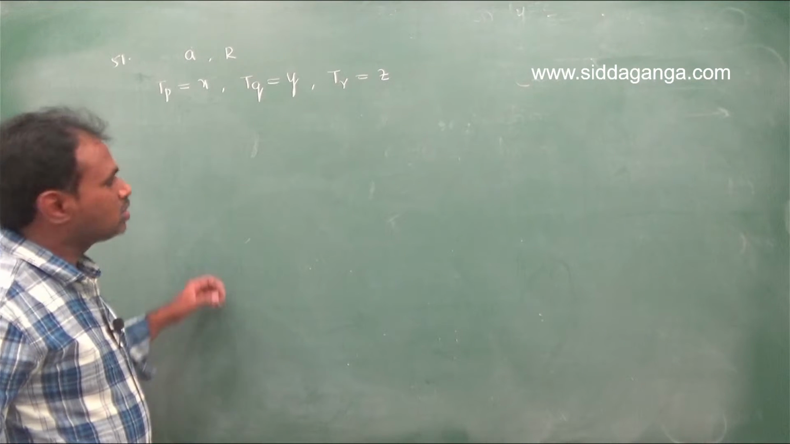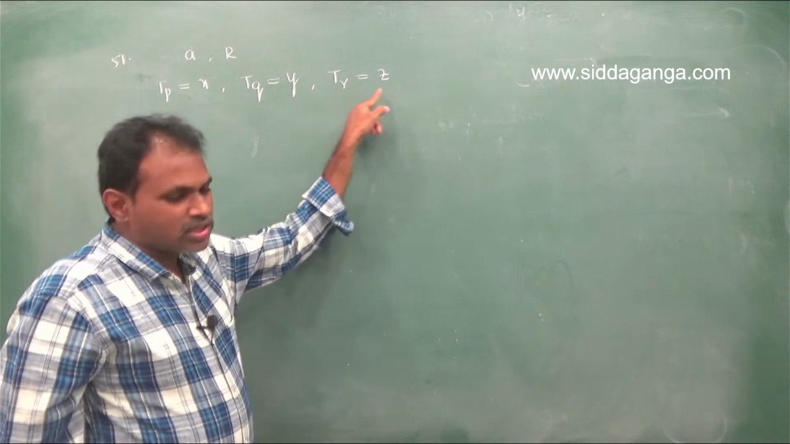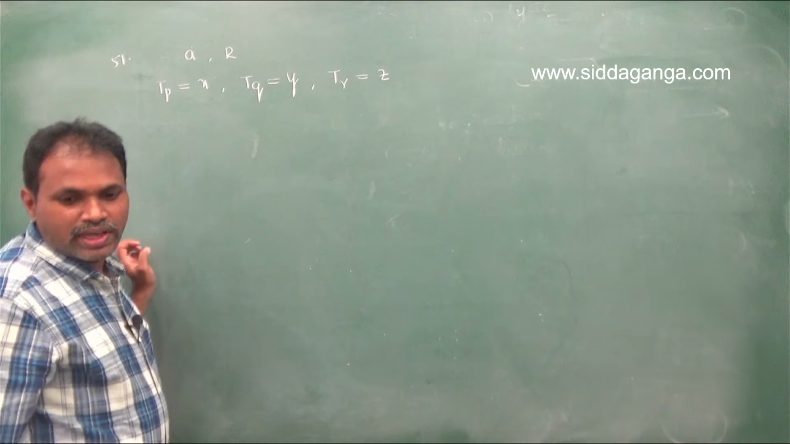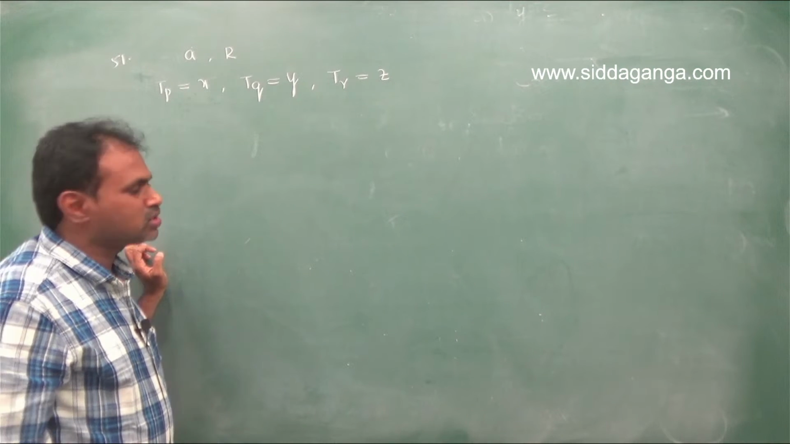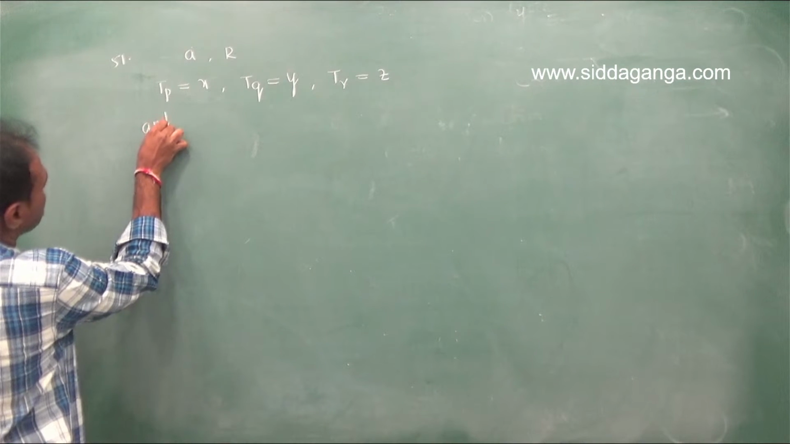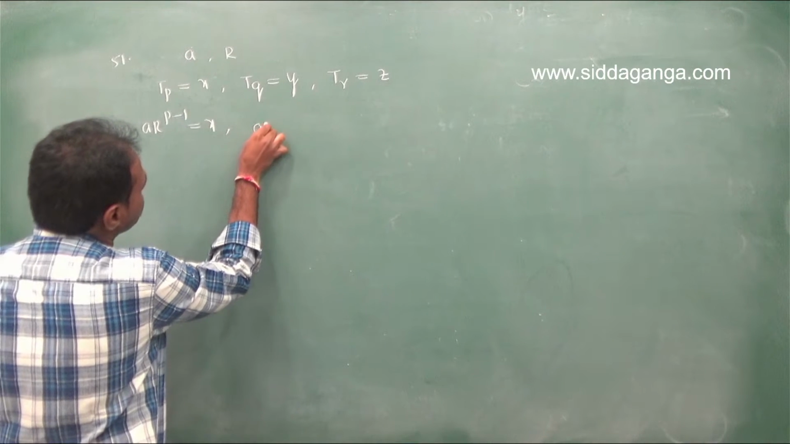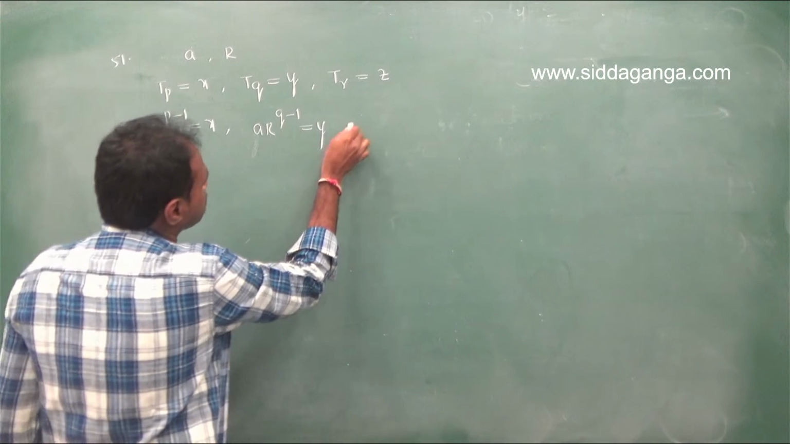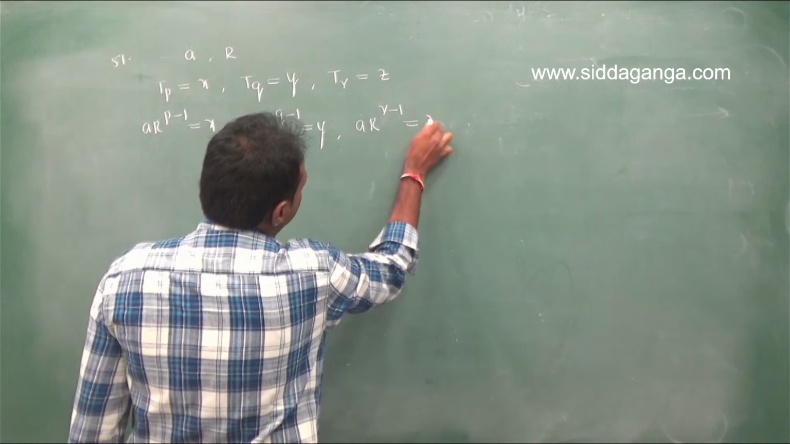According to the data, the pth term is x, the qth term is y, and the rth term is z. Therefore, the nth term in a GP formula is a into r power n minus 1. Therefore, the pth term means a into r power p minus 1, equal to x. Next, the qth term means a into r power q minus 1, equal to y. And the rth term is a into r power r minus 1, equal to z.